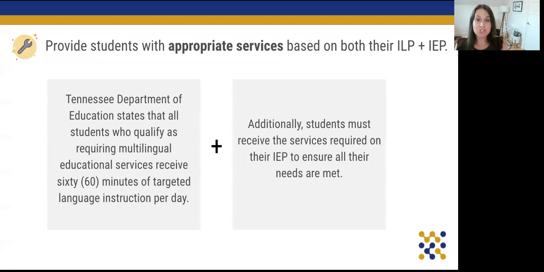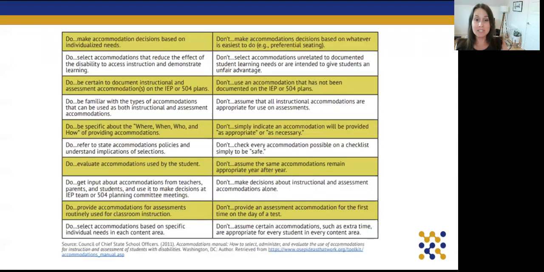Our next step is to ensure that we're providing students with appropriate services based on their ILP and their IEPs. So we have to give students their adequate minutes, and we know that we can't double dip. We can't count EL time as our minutes on our IEP and vice versa. This do and don't accommodations chart can be super useful when you're thinking about what's appropriate for your students. This is also found in that same Department of Education toolkit, and it's on page 15.